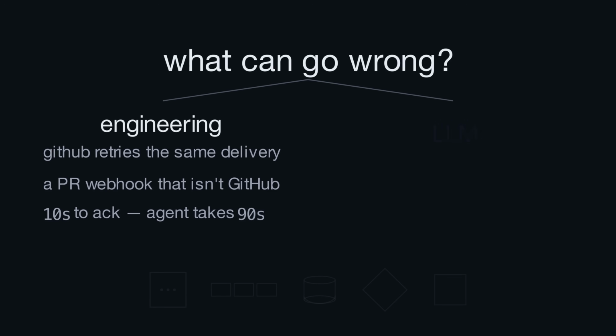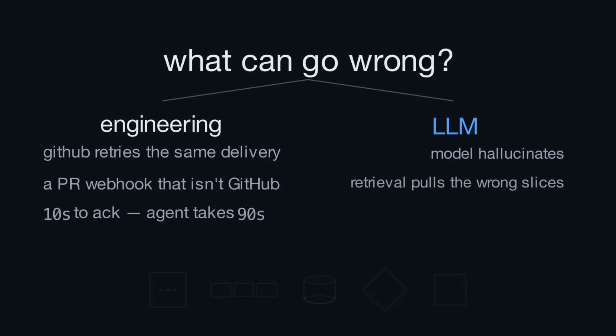Failure modes. In the LLM direction, we have, let's say, the model hallucinates. The retrieval pulls the wrong slices. Every single thing which our LLMs can get wrong.